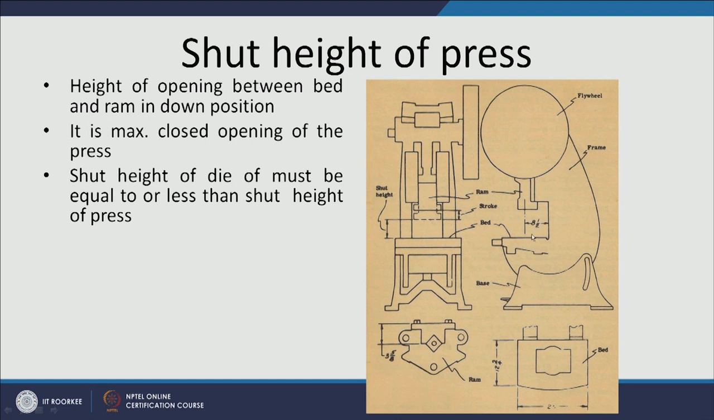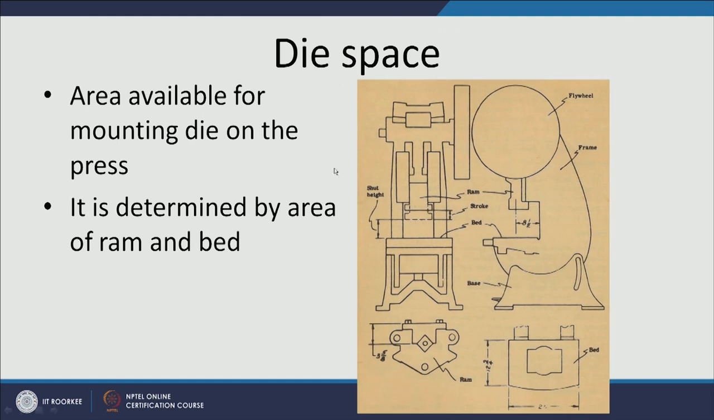Shut height is the distance between the ram in its lowermost position and the bed. The shut height of the die must be equal to or less than the shut height of the press. It is the maximum closed opening of the press. The die space determines the maximum area available in the press wherein the die can be accommodated, so the area available for mounting the die on the press, and it is determined by the area of the ram and the bed.